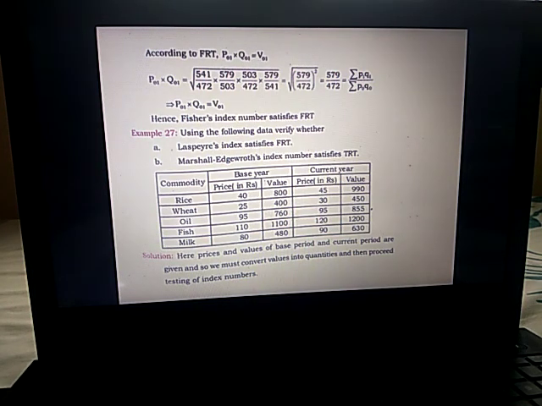We'll get root under 579 divided by 472 the whole square, because the two terms are the same, so the square root gets cancelled. It will be 579 divided by 472, that is nothing but summation P1 Q1 divided by summation P0 Q0. From the table we have the value of summation P1 Q1, that is 579, and from the table we have the value of summation P0 Q0, that is 472. So P1 Q1 divided by P0 Q0 is nothing but V01. Therefore we get P01 into Q01 is V01. Hence Fisher's index number satisfies the factor reversal test.